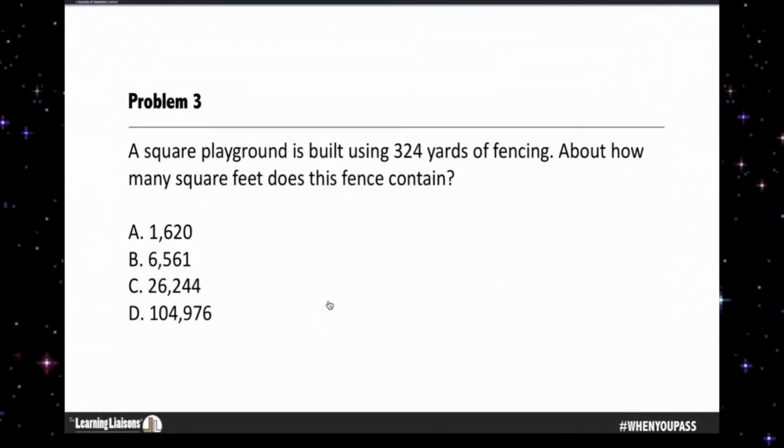A square playground is built using 324 yards of fencing. About how many square feet does this fence contain? I'll read it again. A square playground is built using 324 yards of fencing. About how many square feet of fencing does this contain?